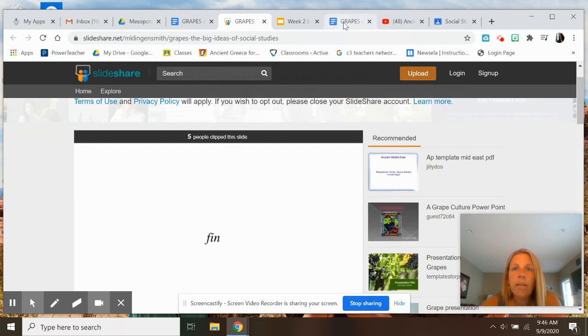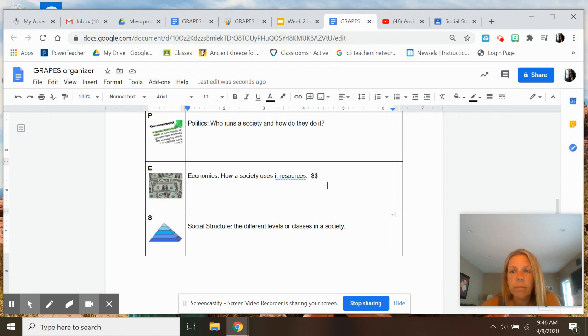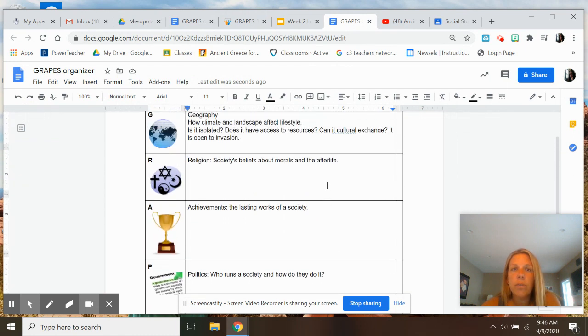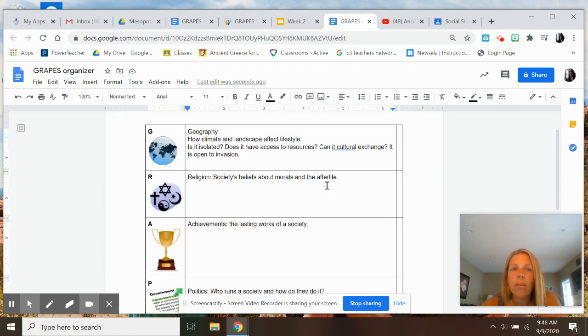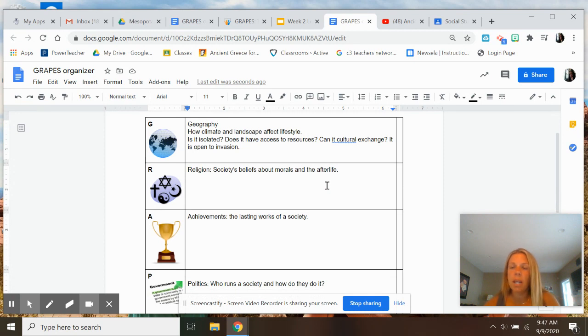So there you have your note-taking template for what each of those stands for. And what we're going to be doing is taking a look at your own society and trying to fill in some of those for today.